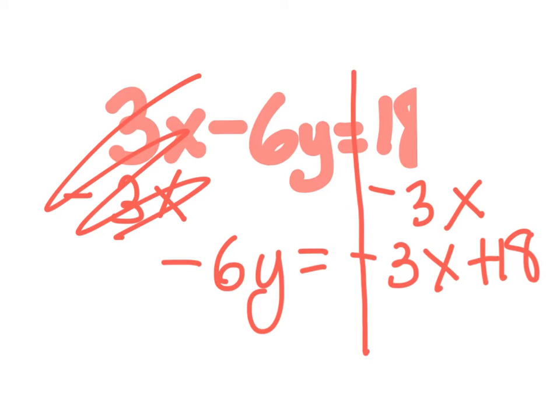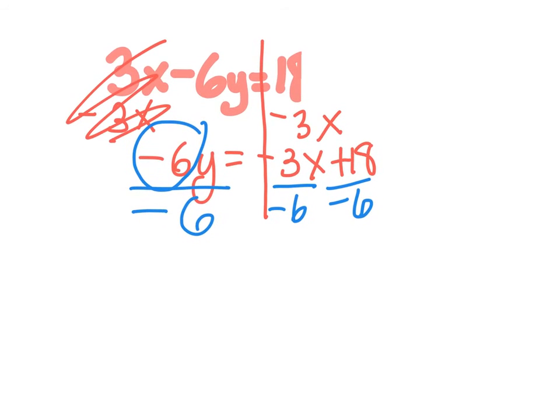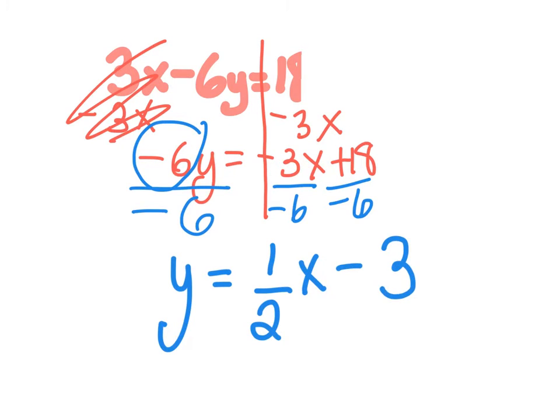So we got the negative 6. That is my coefficient. So in order to get rid of that negative 6, we're going to divide. So I'm going to divide both sides. I'm going to divide, divide, divide. So now my new equation should be, if you use your calculator, y equals 1/2 x minus 3.